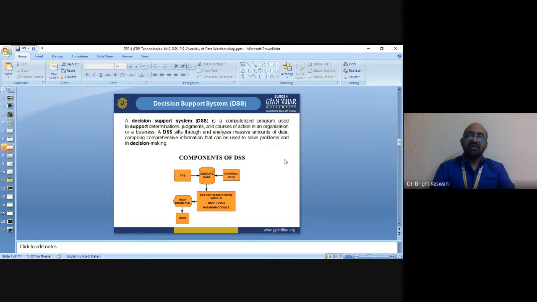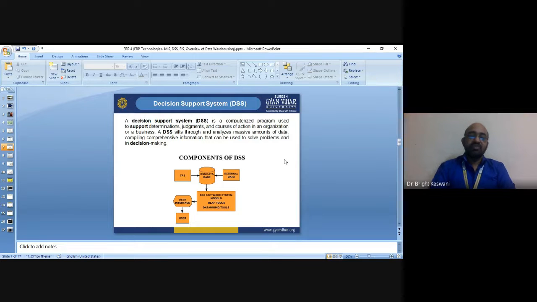Database is another attribute of decision support system. The decision support system needs databases. The information, being a common input to the system, comes from the databases. So first is flexibility, second is simple model, third is databases. These are three very important and common attributes of any decision support system.